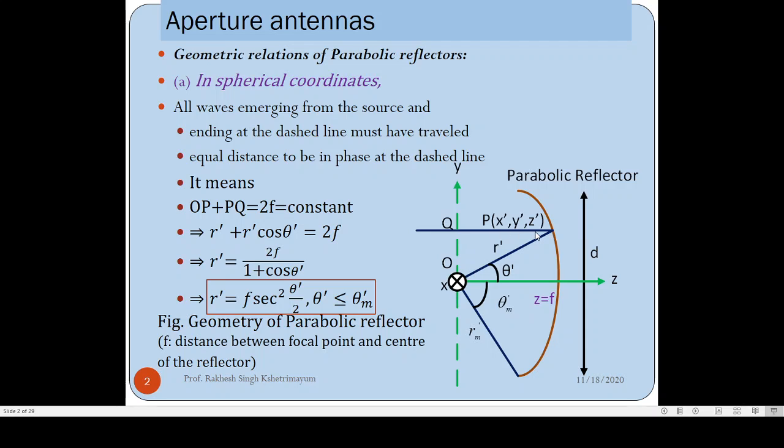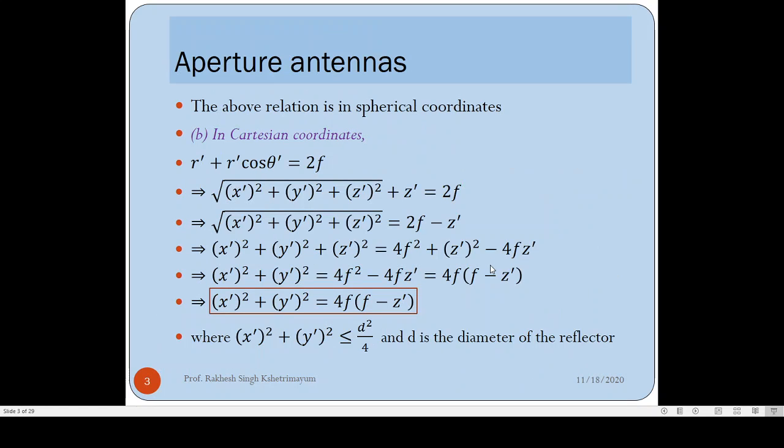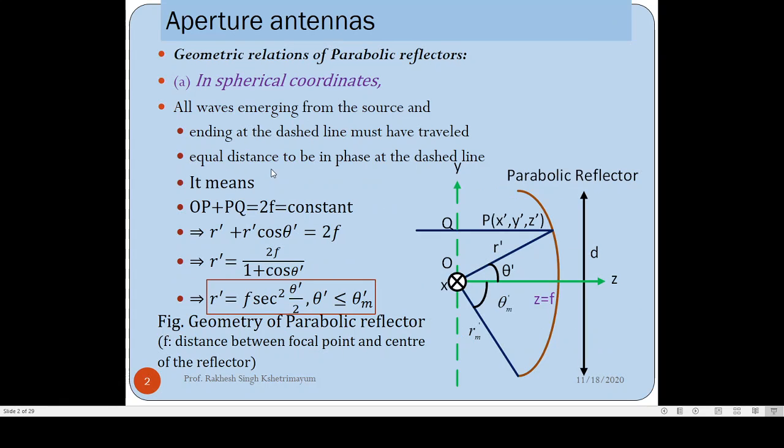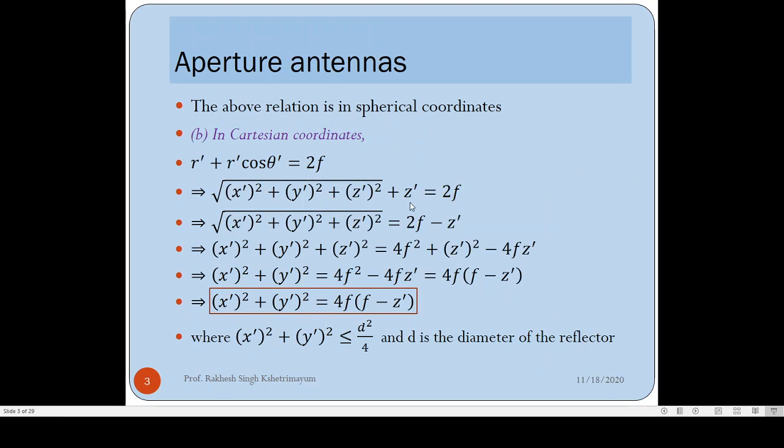That is the origin. So what's the distance between these? OP, that would be simply the square root of x dash square plus y dash square plus z dash square. And how much is r dash cos theta dash? R dash cos theta dash is your distance z dash. So r dash plus z dash is equal to 2f. So you can simplify this, transfer this to the right hand side.